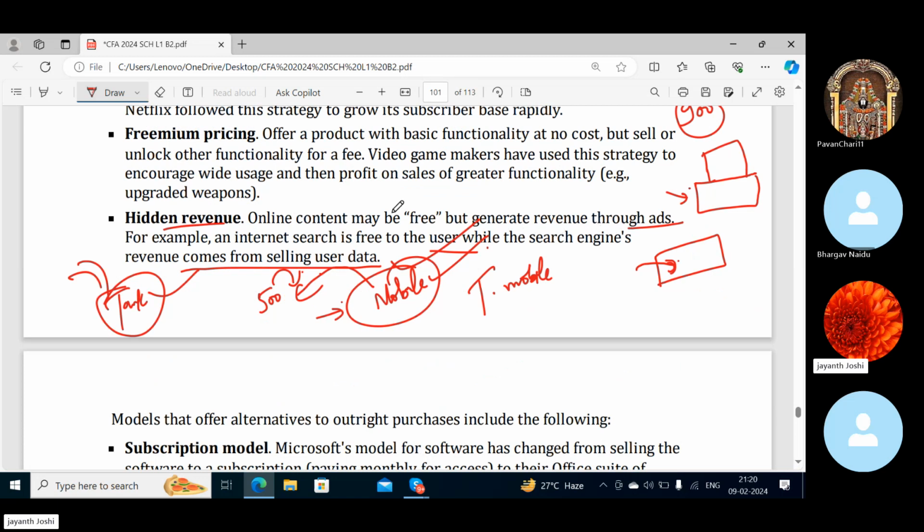So generate revenue through ads. For example, internet search is free for users, while search engines earn revenue. That means YouTube will get revenue from selling user data. That means if I am uploading a video to YouTube and there are some advertisements which someone wants to put with my video, because my video is seen by many people, YouTube will charge something from these people who want to put some ads in YouTube through my channel.